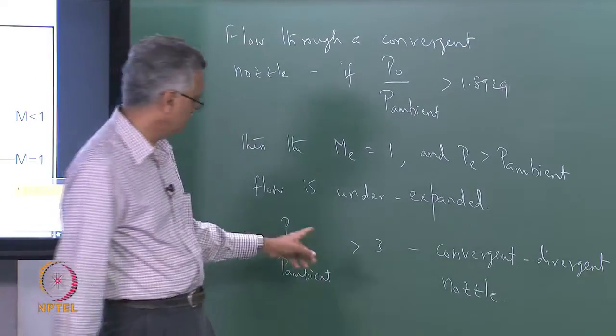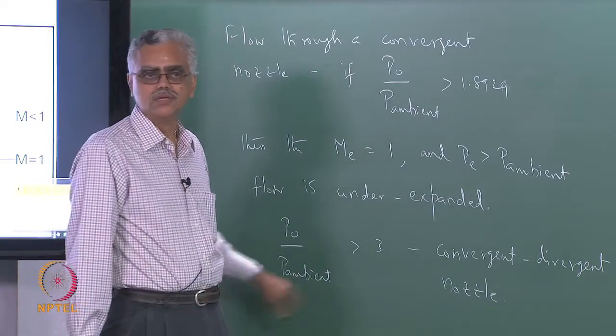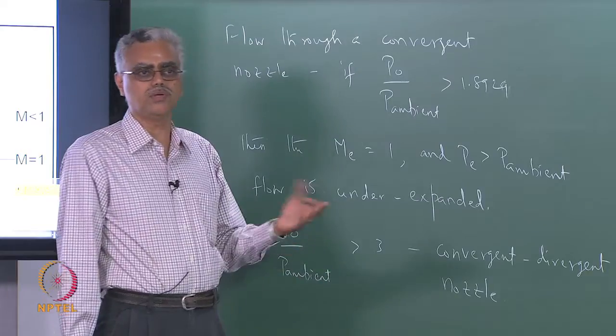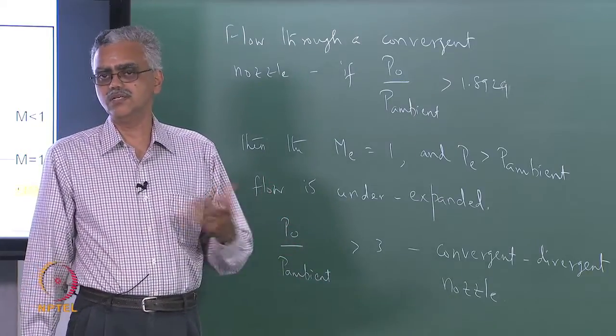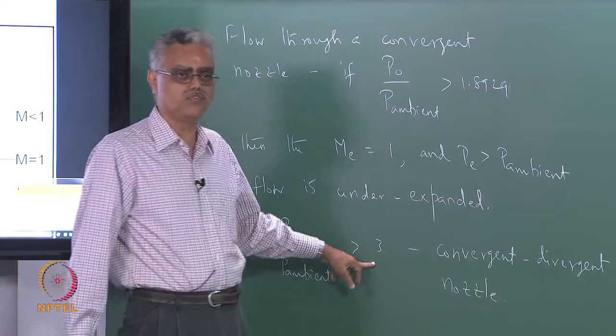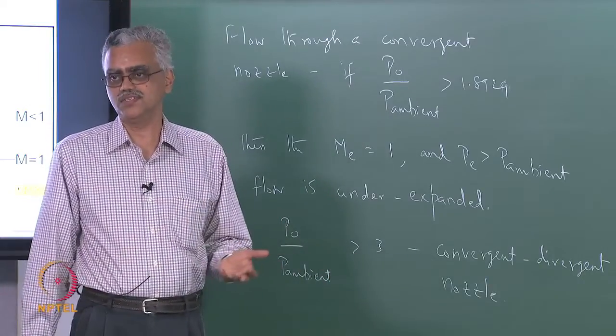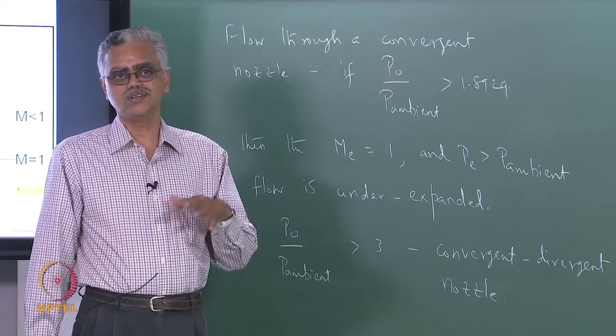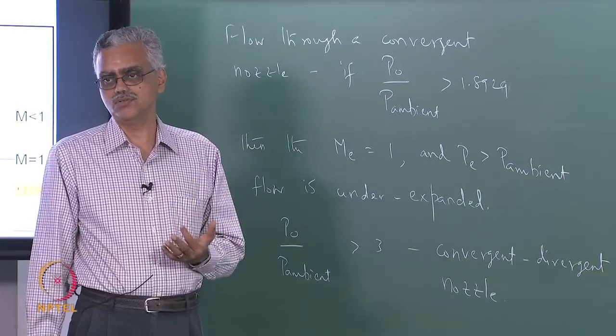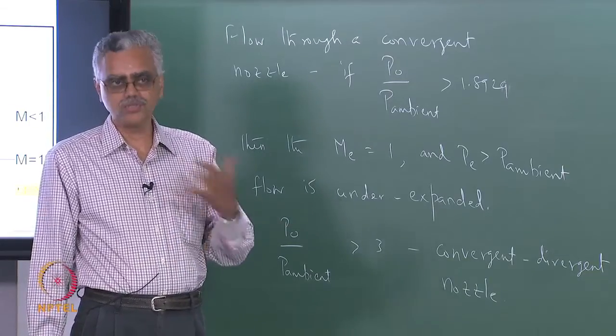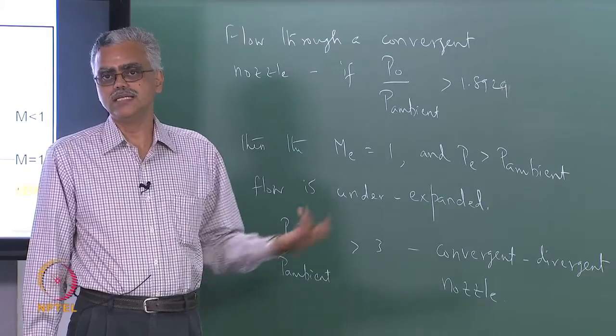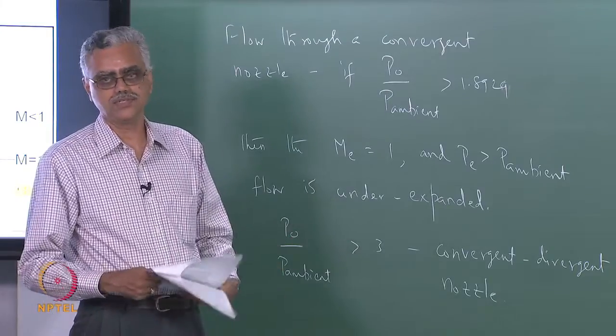So, that decision is always based on this ratio. This 3 is just a rule of thumb. Depending upon the complexity and the other issues, we may even say up to 5 I can afford to lose the thrust, because the convergent nozzle is less complex than the convergent divergent nozzle. And we are going to see the additional complexities that a CD nozzle brings in next.